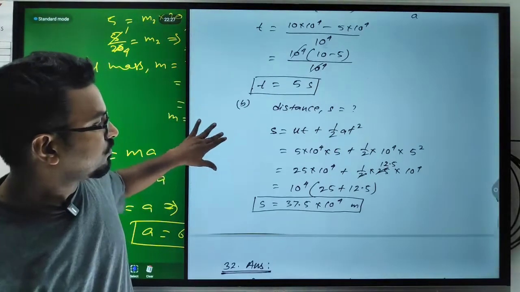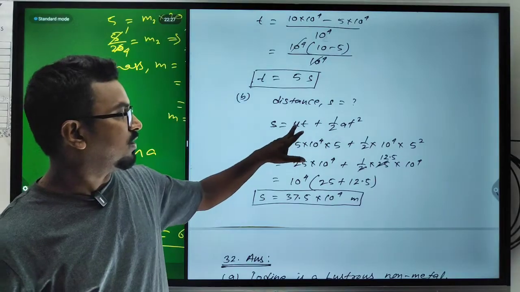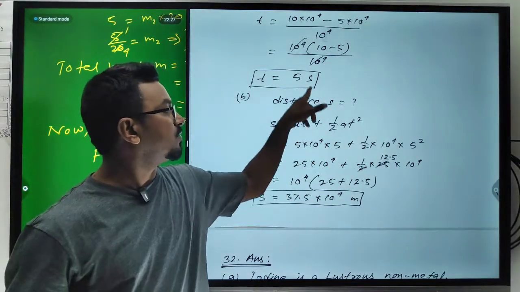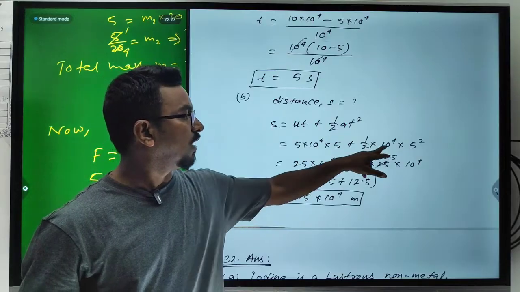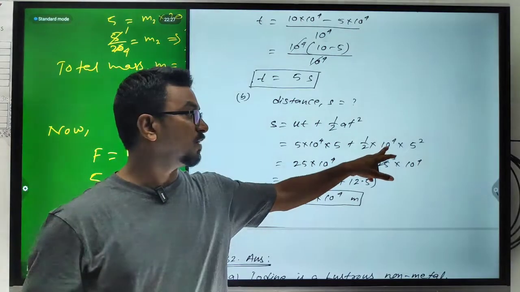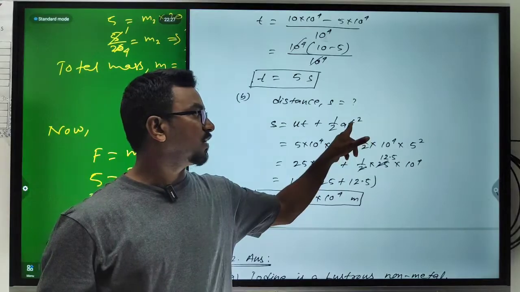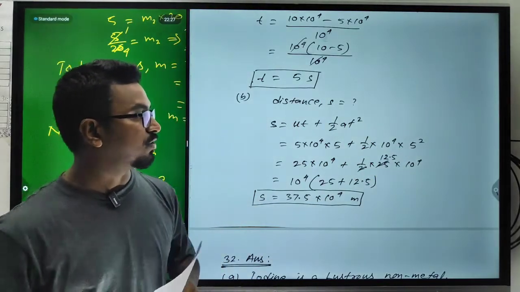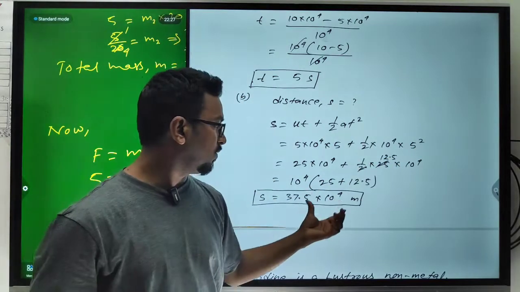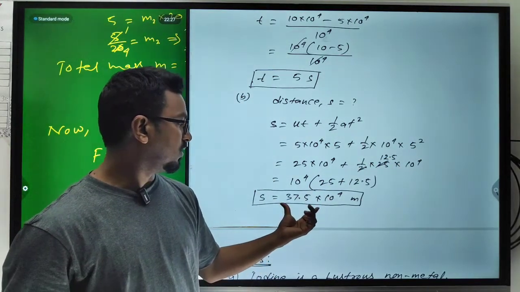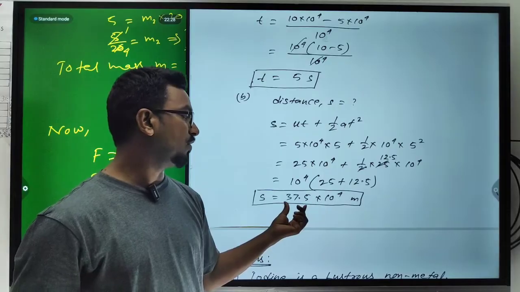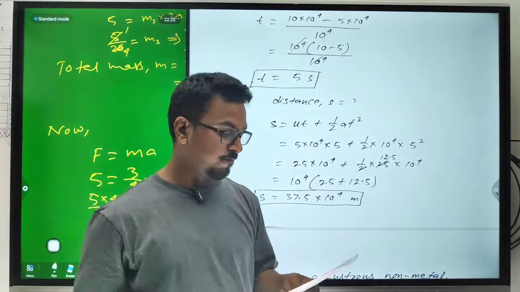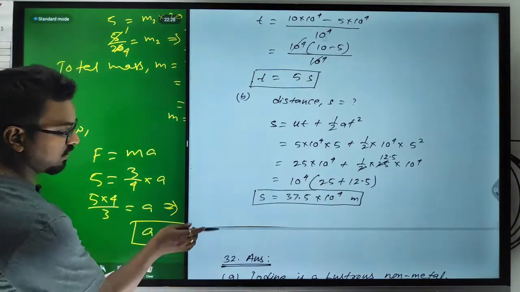So here, as we don't know the initial velocity, it is given as 5 into 10 to the power 4, and time is 5 seconds. Half into acceleration, which is given as 10 to the power 4, and time squared, 5 squared. So if you calculate it, you will get this distance equals to 37.5 into 10 to the power 4 meter. Okay, this will be the total distance.